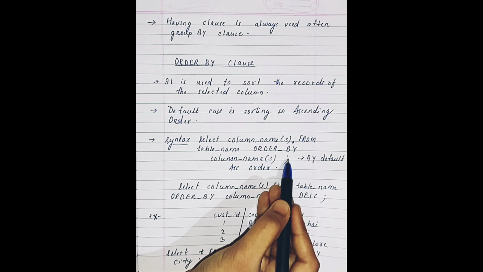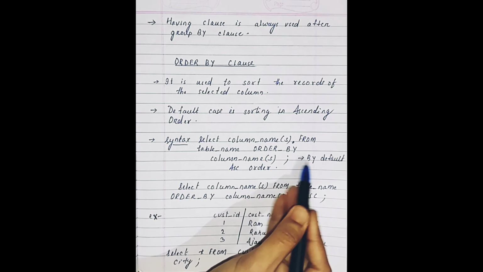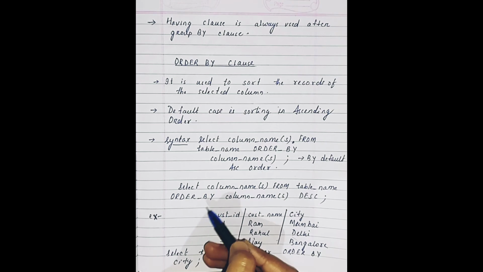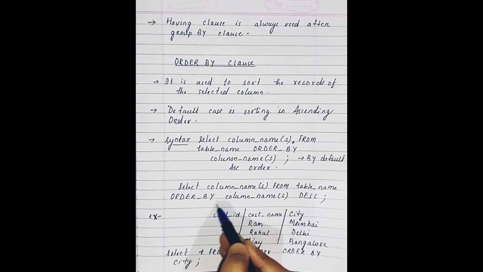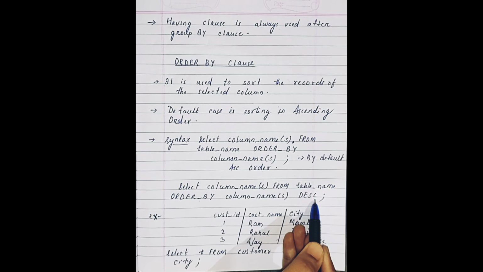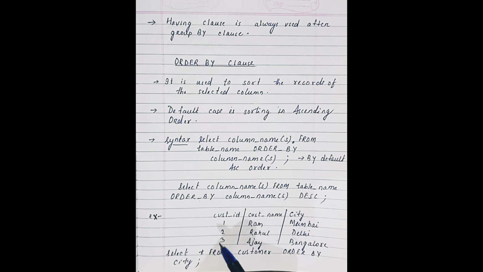Here, if we are not mentioning anything like ascending or descending order, by default it will sort in ascending order. And if we are mentioning order by column name, then DESC, it will sort in descending order. For example, there is one customer table with customer ID, customer name and city, and the query we are writing is select asterisk from customer, order by city. Here we are not mentioning anything, so by default it will sort all the records of the city column in ascending order alphabetically. I hope you are clear about the order by clause.